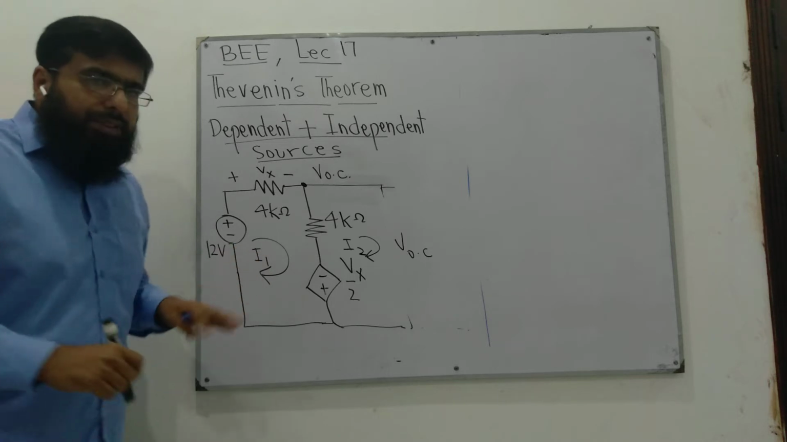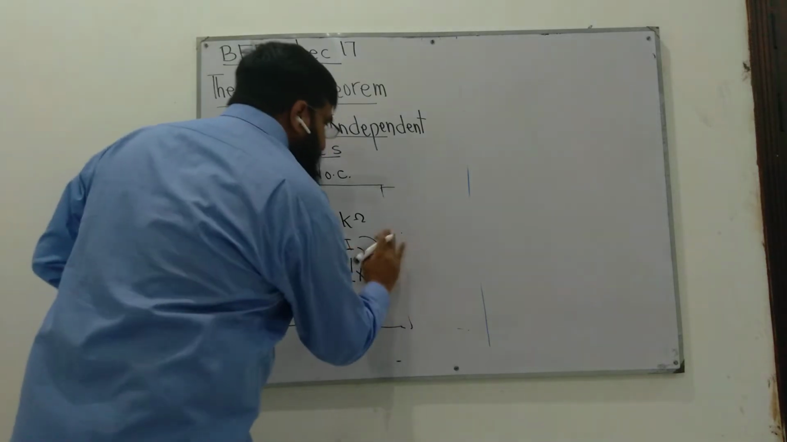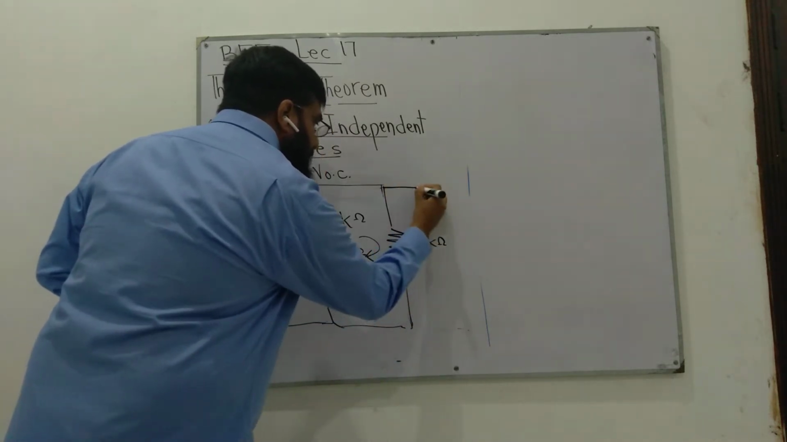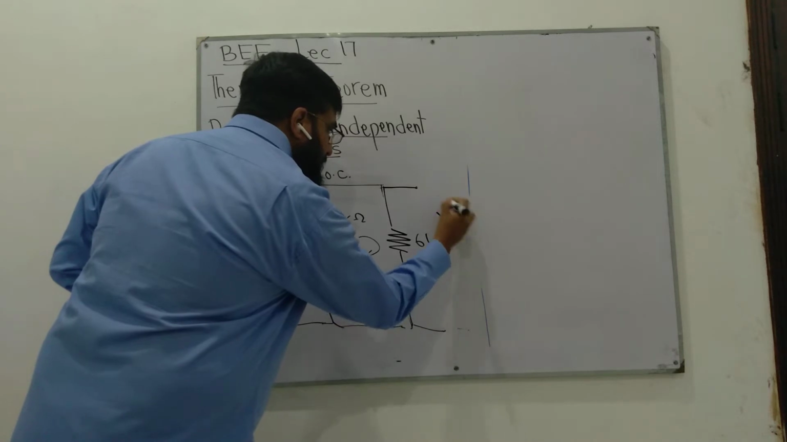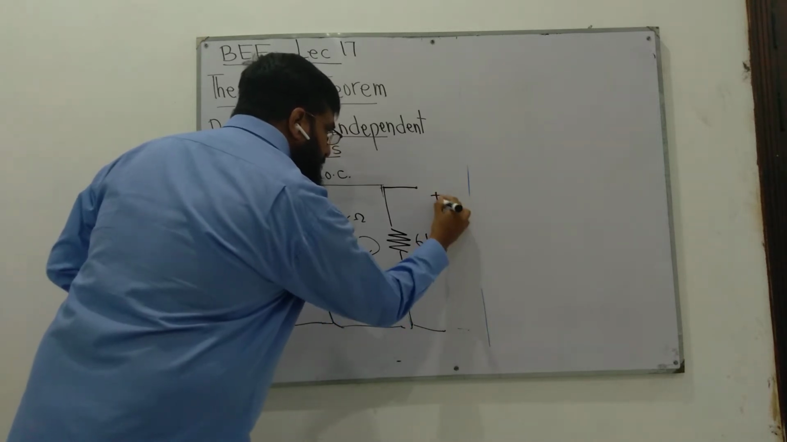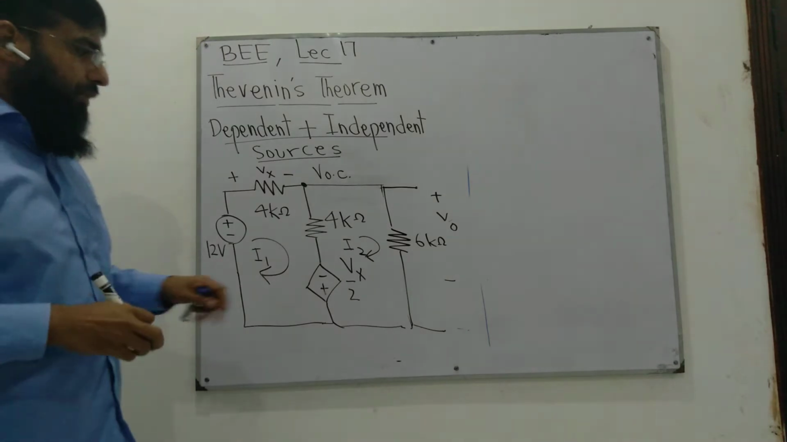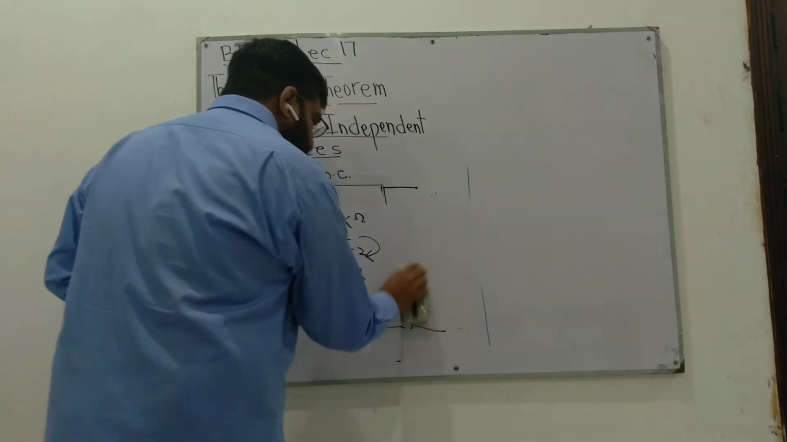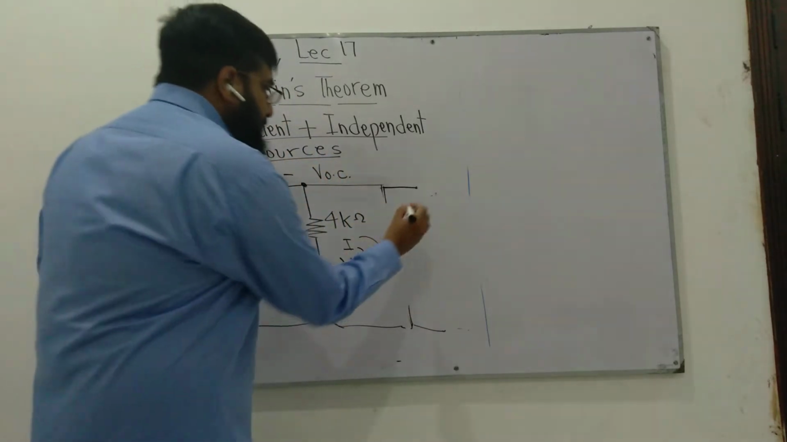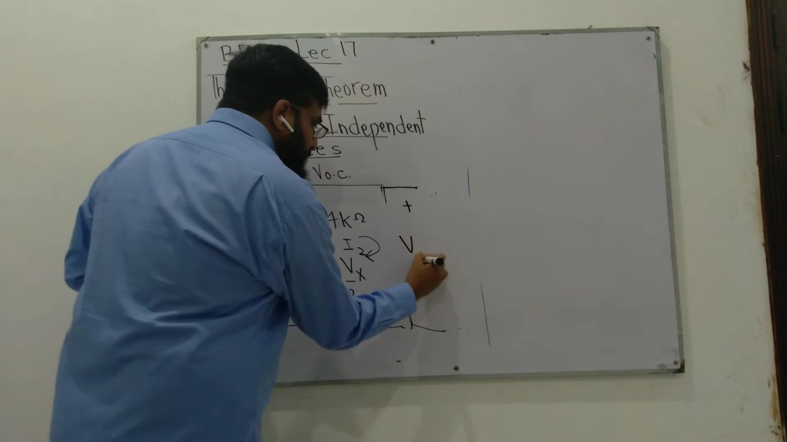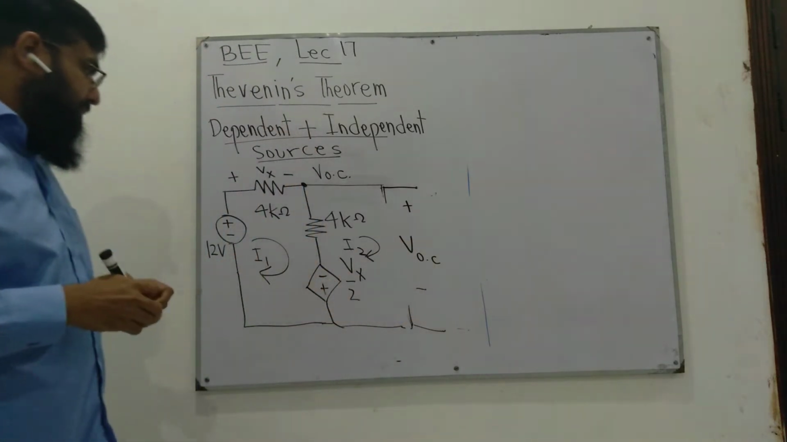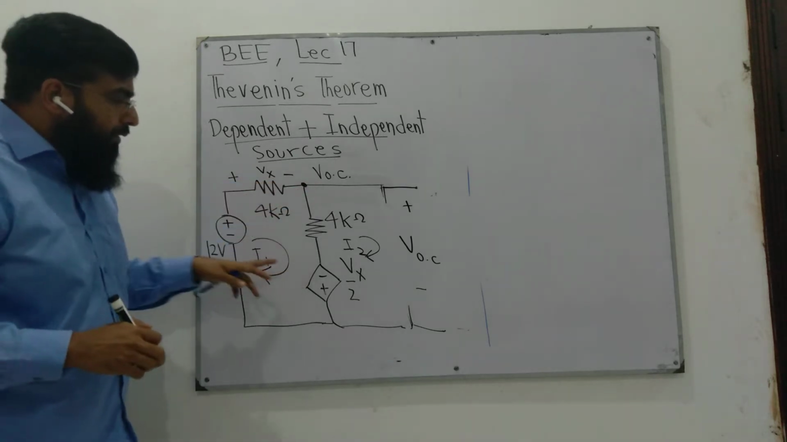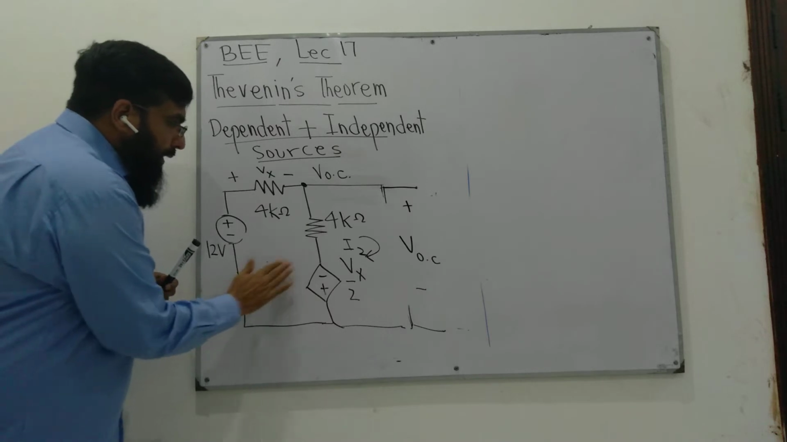For this, the first step is the same. We'll remove the load. We have a 6 kilo ohm load across which we have to find the output voltage. The first step is the same, that we remove the load and find the open circuit voltage across it. To find this open circuit voltage VOC, we can either use loop analysis or nodal analysis.